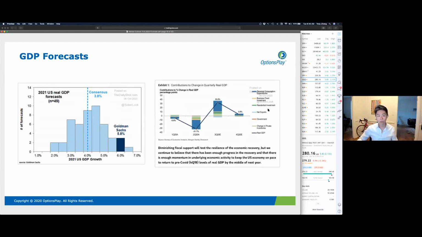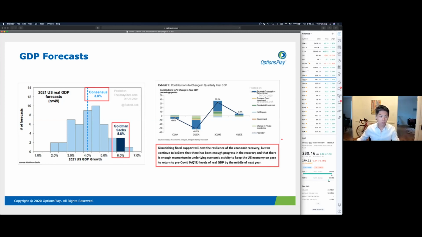Now, I do also want to take GDP numbers with a grain of salt. There are a lot of different contributing factors that go into it. It doesn't mean a whole lot, but it is encouraging to see. Goldman currently is expecting 2021 GDP to come in around 5.8%, which is substantially higher than current consensus of about 3.8%. Morgan Stanley also put out that, based on the resilience of the economic recovery, they believe there's enough progress in the current recovery without a stimulus to see real GDP levels recover to pre-COVID-19 levels by the middle of next year.